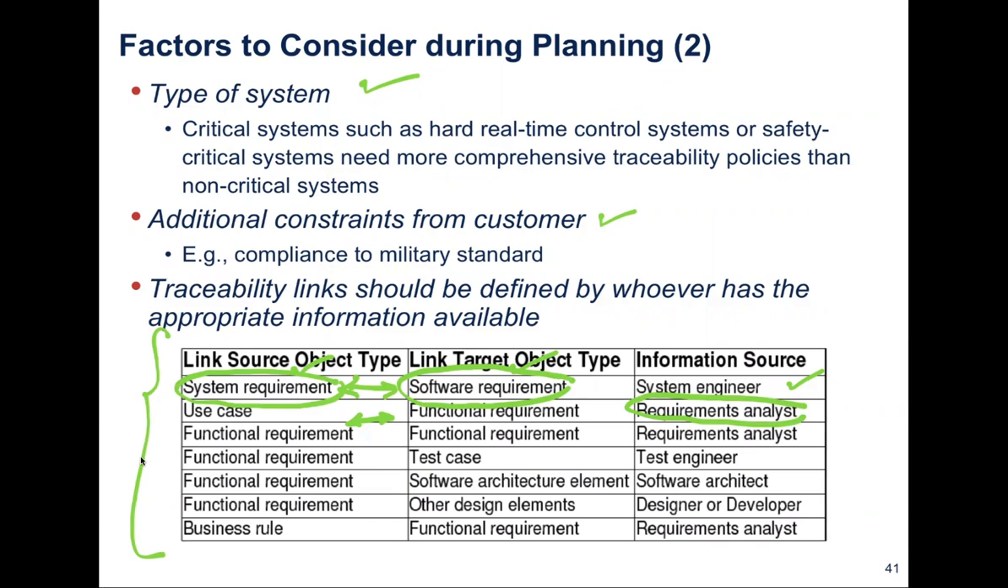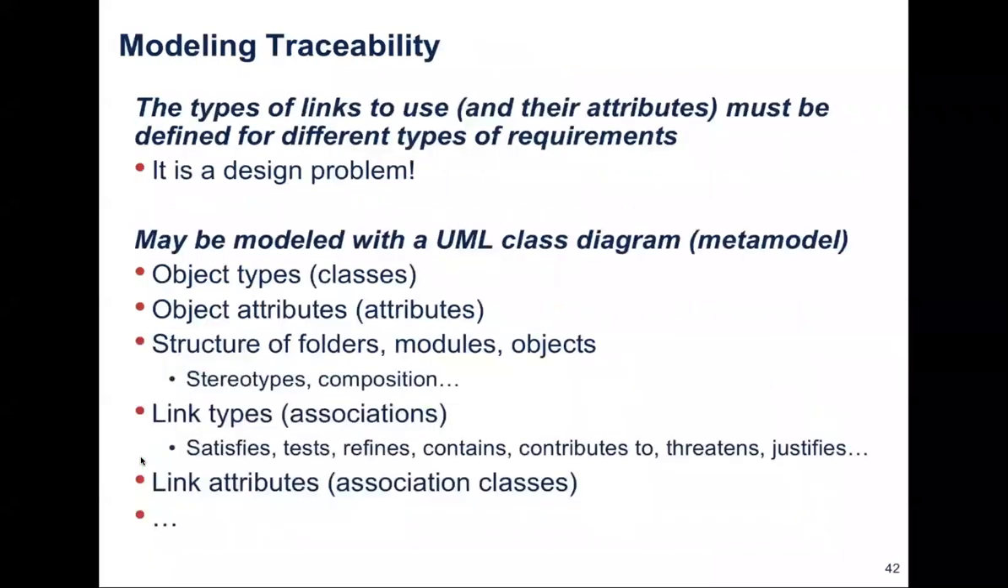So how to model traceability? Now we identified different types of traceability and representations of traceability, but we need to also understand how to model traceability. So the type of links to use, along with their attributes, must be defined for different types of requirements. At this point, traceability modeling is considered a design problem.